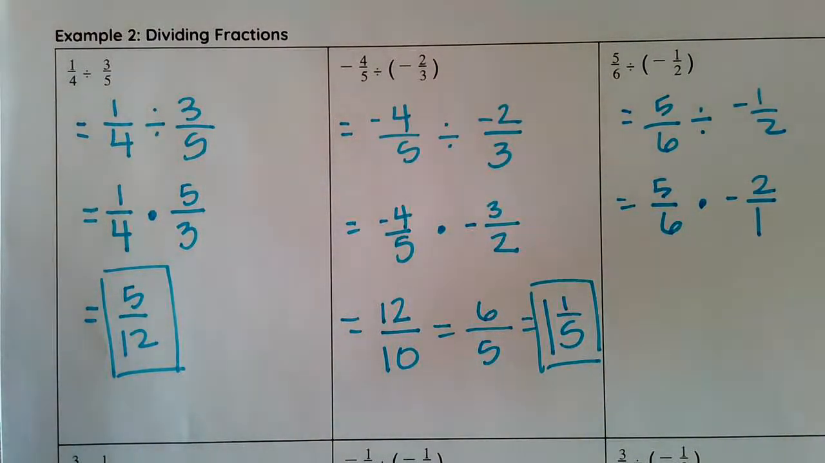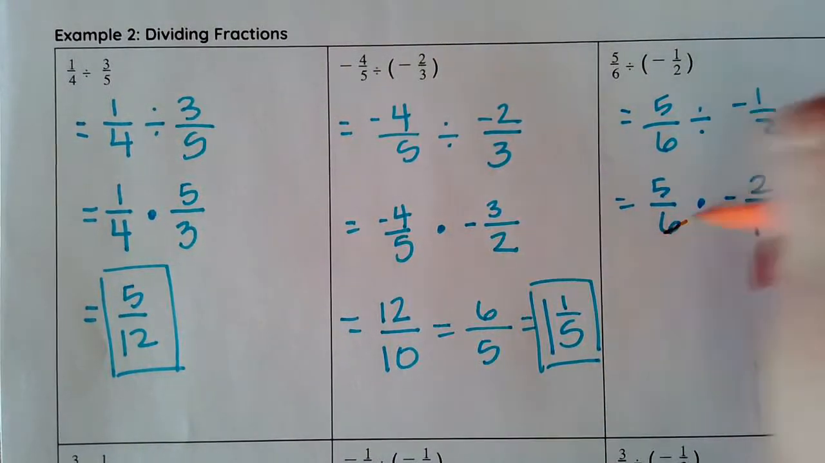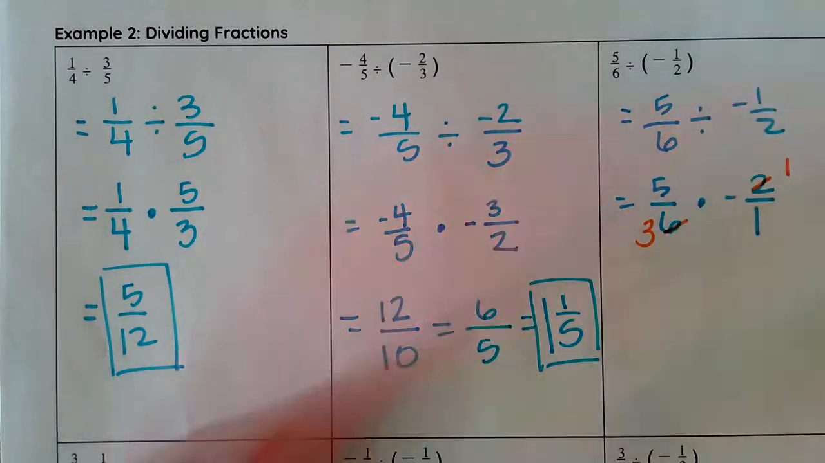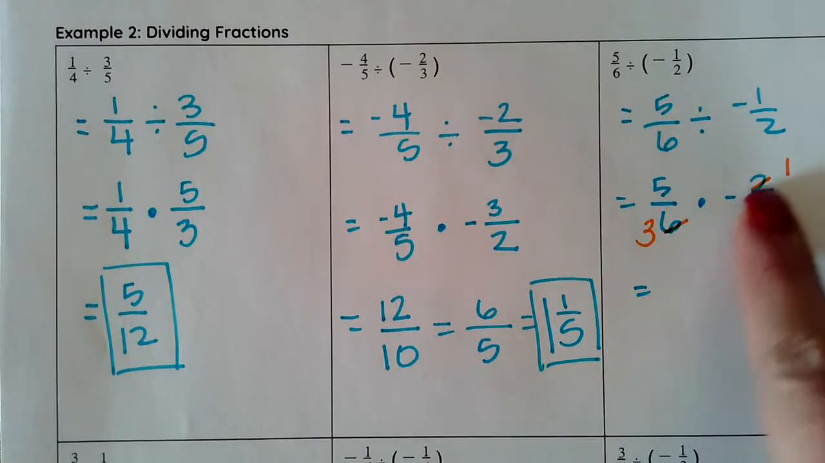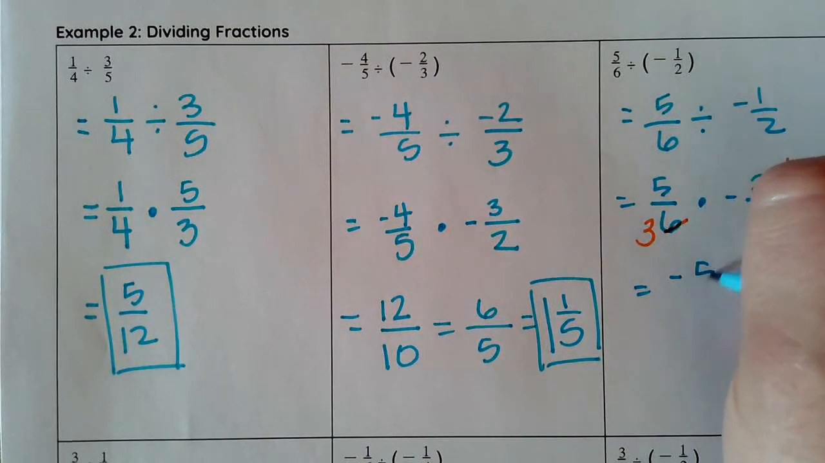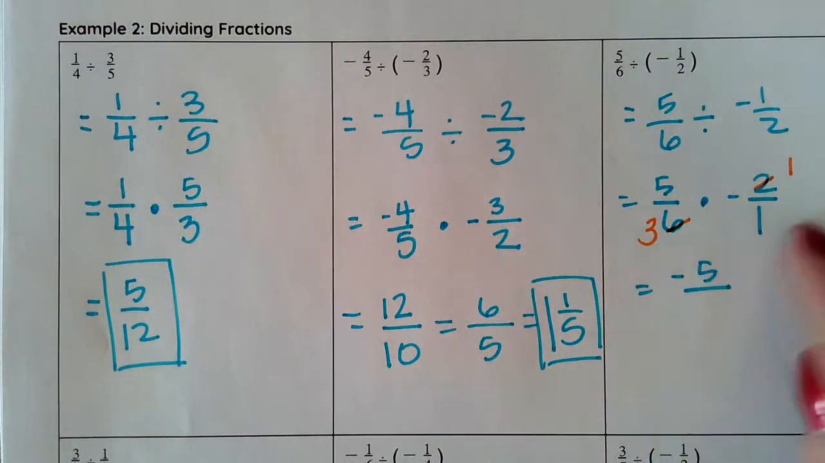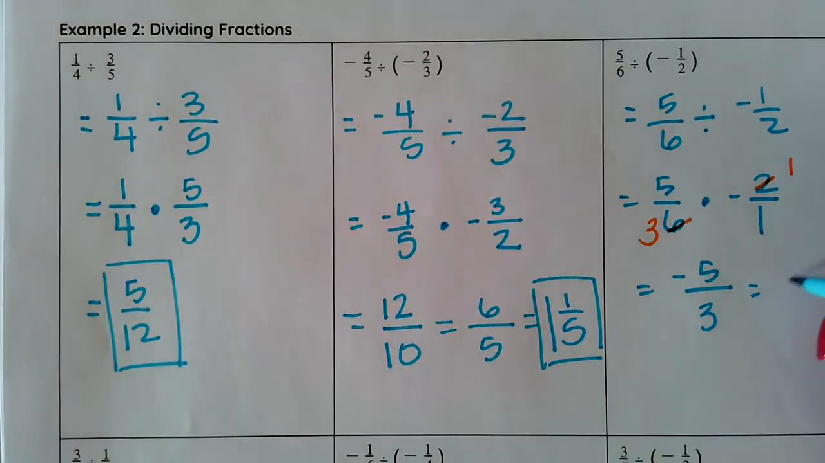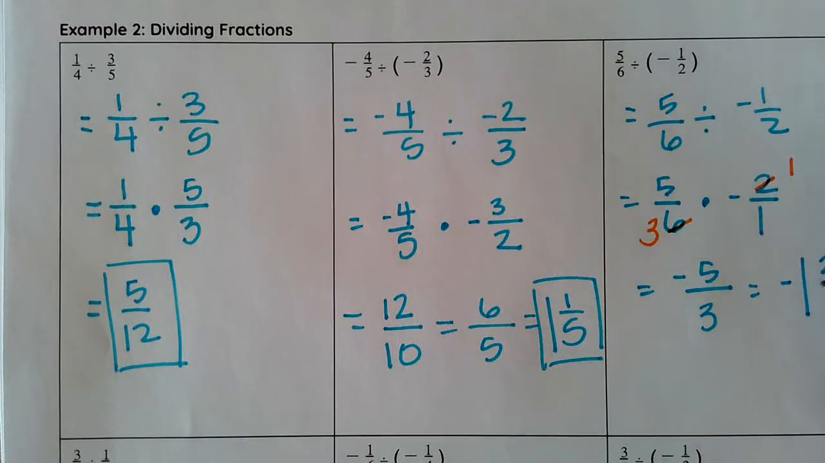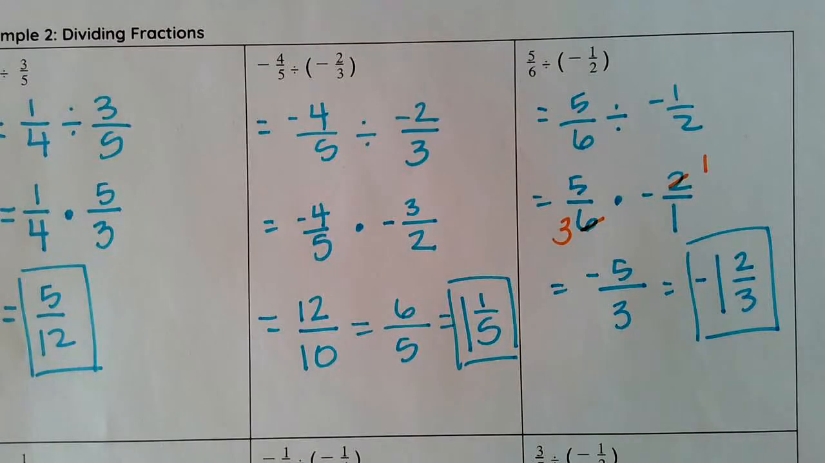Again, this time I can cancel out, giving me 5 times -1, -5, over 3 times 1, which is 3. I can turn that into a mixed number by saying -1 and 2/3 as my answer.